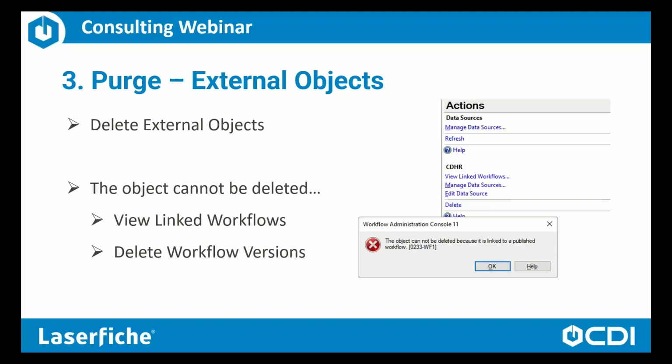We have the ability to then view our linked workflows, which will then show us exactly which workflow versions are referencing this object. We could delete those workflow versions and then come back and our no longer used external object is then able to be deleted.